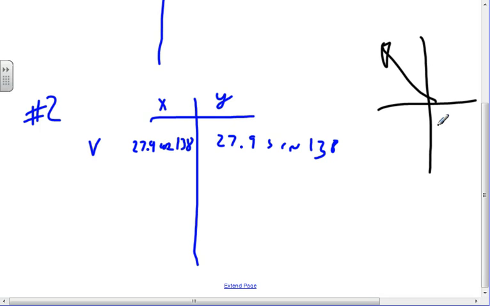So 27.9 times cosine 138. So that's going to be minus 20.7. 27.9 times sine 138. We'll call it 18.7. Okay, so I did number 2, big deal. We'll do number 12.